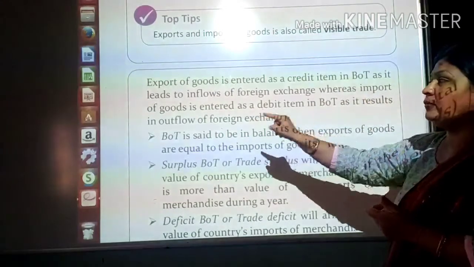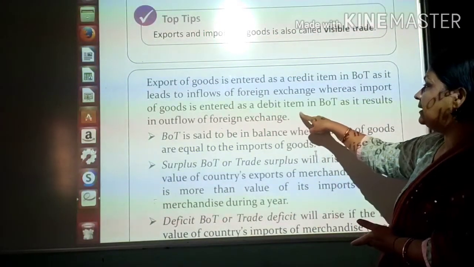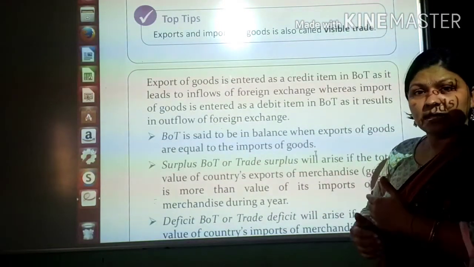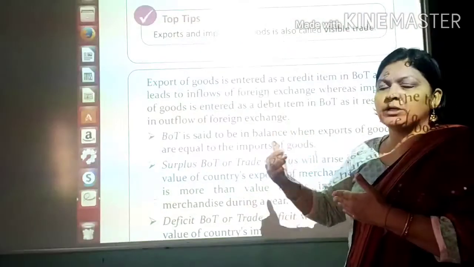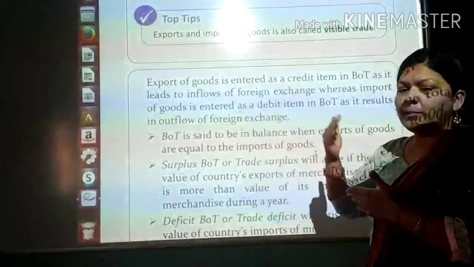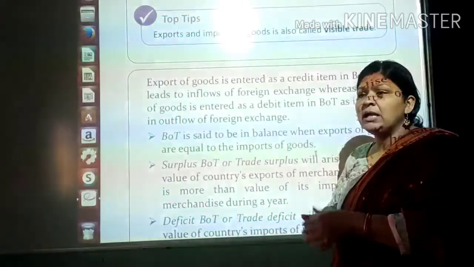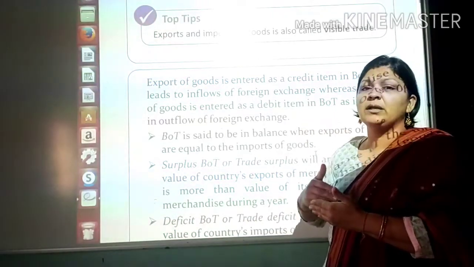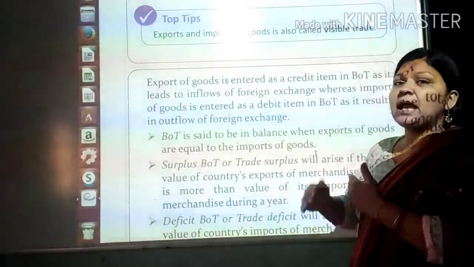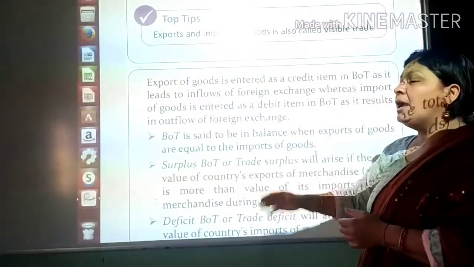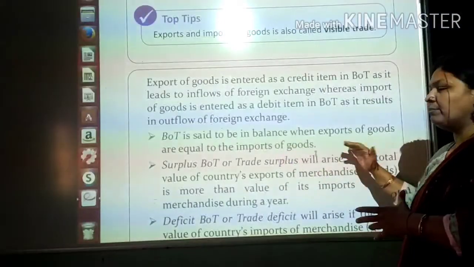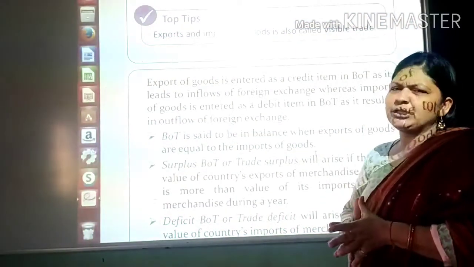Whereas the import of goods is entered as a debit item in the BOT as it results in outflow of foreign exchange. Clear? If we import anything, it means we are purchasing something from outside our country. When we are doing the import, definitely our foreign currency moves outside. That is the outflow of foreign exchange, so it should be on the debit side in the current account. Now BOT is said to be in balance when the export of goods is equal to the import of goods.